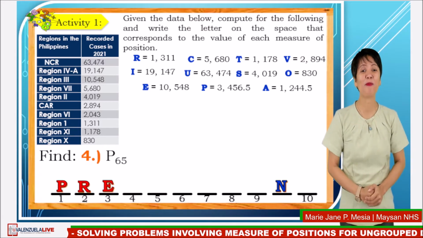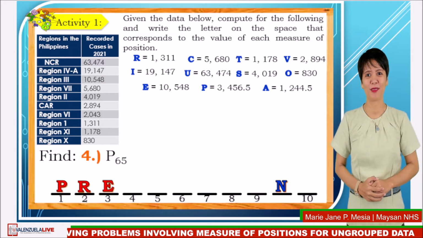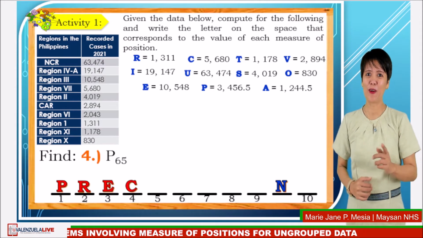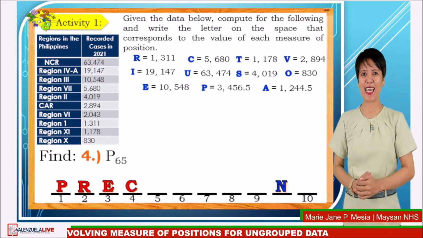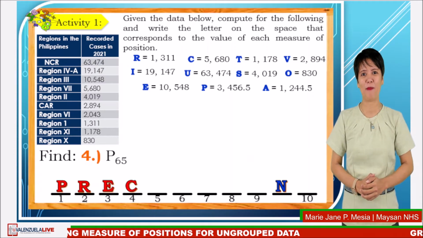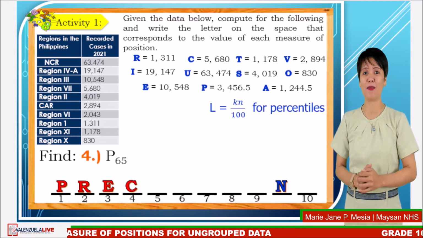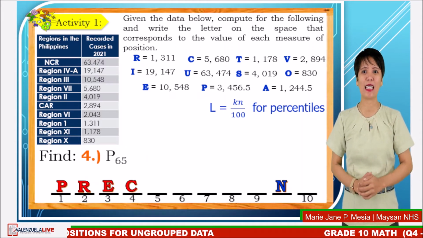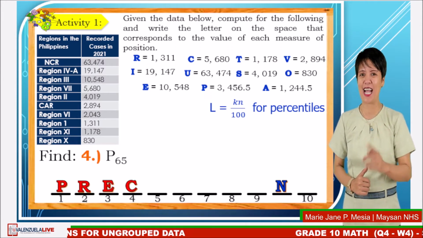Okay, time's up. What is your answer? Great, letter C is the correct answer. To find the 65th percentile, use the locator formula: L is equal to Kn divided by 100. The denominator to be used in the locator formula is 100.